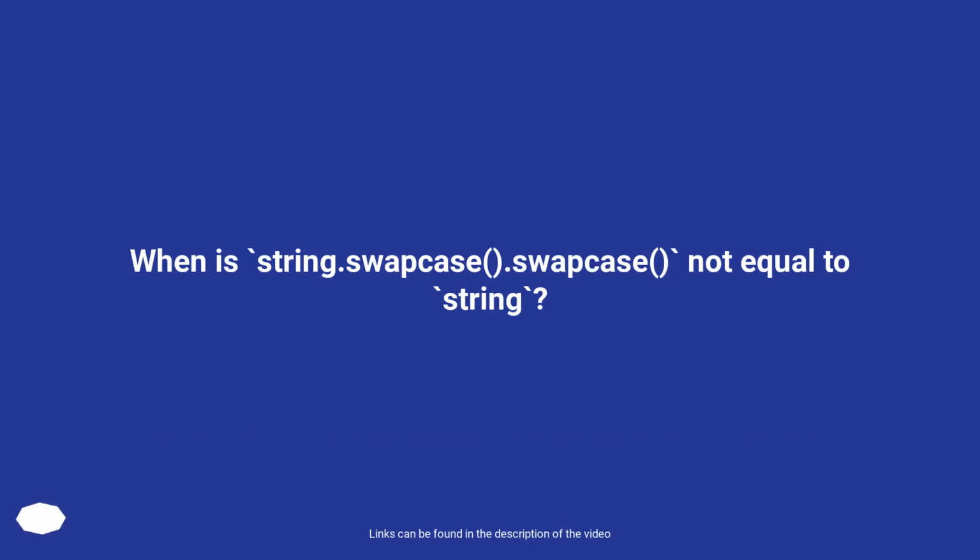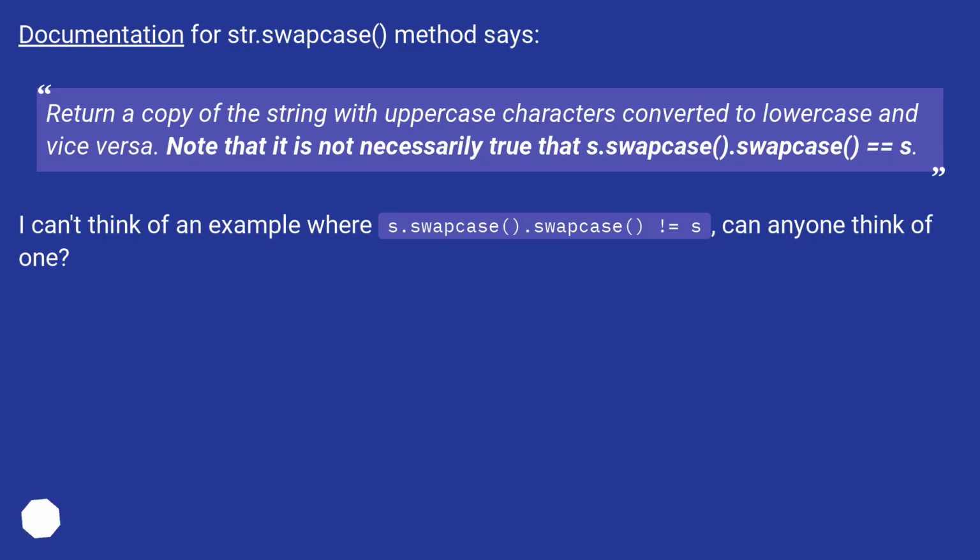When is s.swapcase().swapcase() not equal to s? The documentation for the str.swapcase method says: return a copy of the string with uppercase characters converted to lowercase and vice versa.